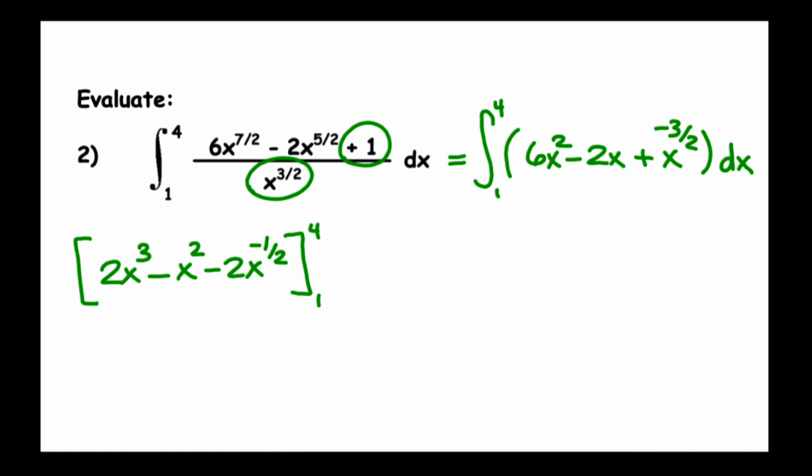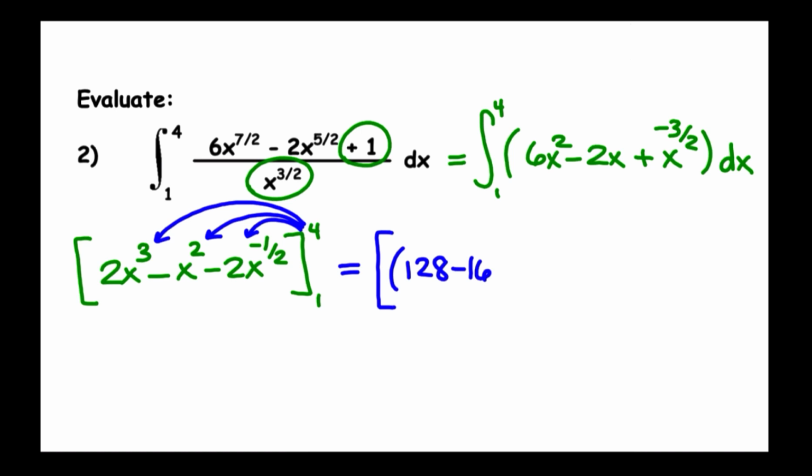So the 4 is going to jump in first. And this thing I'm doing in blue has a name, and it's called the first fundamental theorem, or just fundamental theorem of calc. All right, 2 times 4 times 4 times 4, that's going to be 128. Minus 4 squared, so minus 16. Minus, oh boy, okay, negative 2 over rad 4. It's just going to be minus 1. Okay, so that's the 4 going in. Now we're going to subtract, and we're going to repeat the process with the 1.